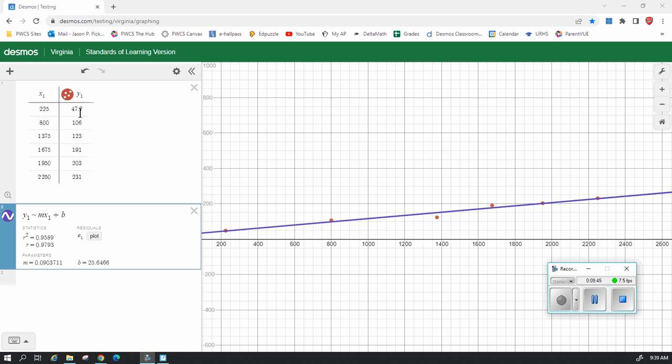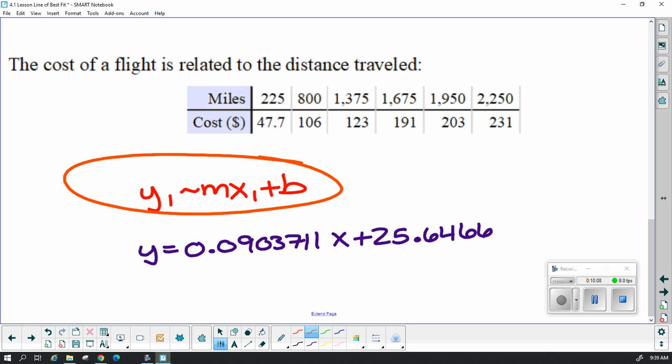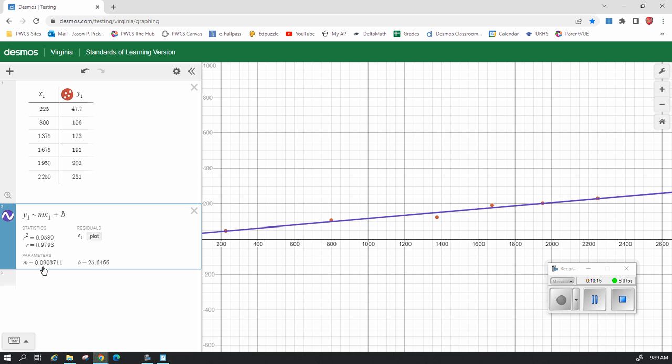So hopefully you got the table in there correctly. Again, if you need help making sure that you get the table in there correctly, ask for help. It's good to double check to make sure you've typed everything correctly. It's really easy to type in one of these numbers wrong and then you get a different answer. Then we do y1 squiggly mx1 plus b. I highly recommend you write that down every time you do a problem and you don't just type it in. We're writing it down, typing it in, reinforcing that that's what we need to use to get this line of best fit. And down here we get our slope and our y-intercept.